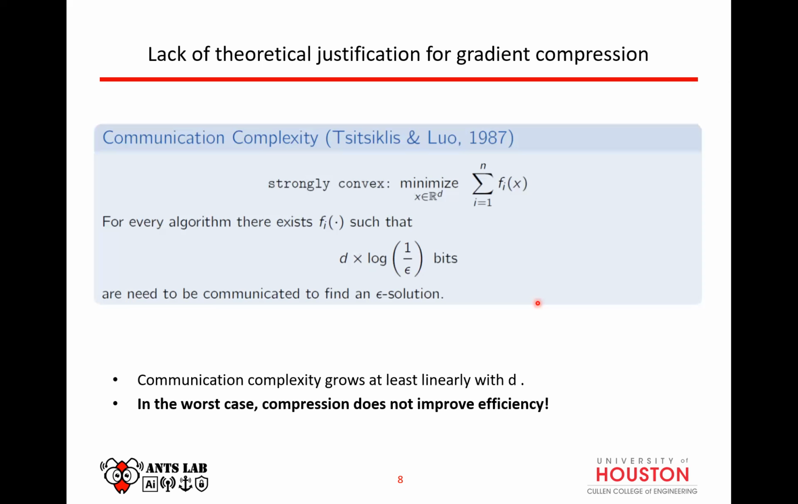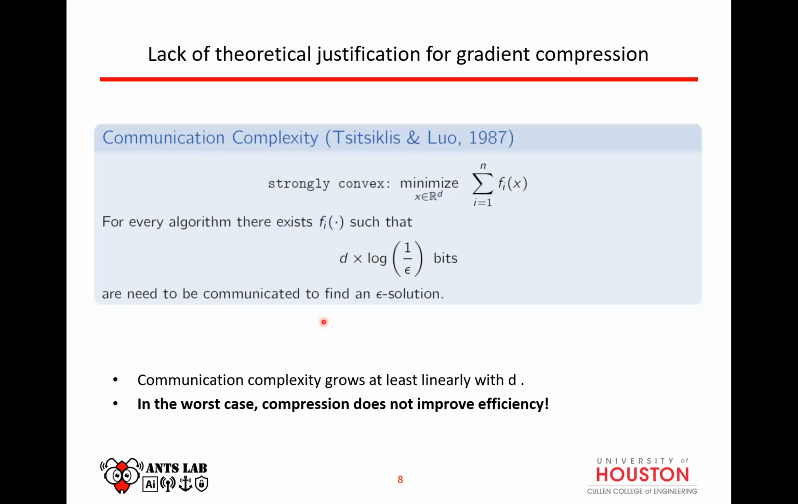So for example, the communication complexity for a strongly convex function is defined here in such a way that you would need at least d times log 1 over epsilon, d being your dimension, epsilon being the accuracy that you would want to achieve. This number of bits has to be communicated to find an epsilon solution. So we see that there's a linear connection between the communication and the dimension. The communication complexity grows at least linearly with d.